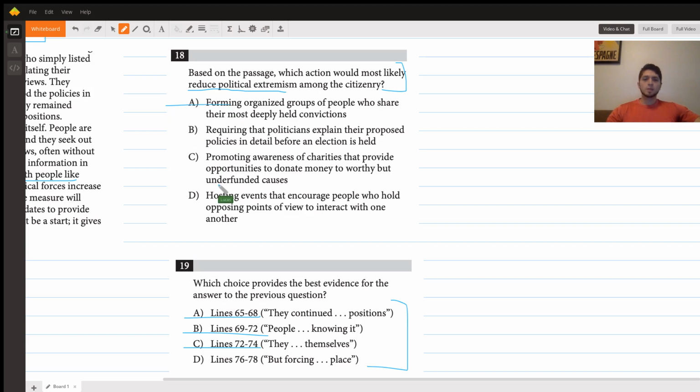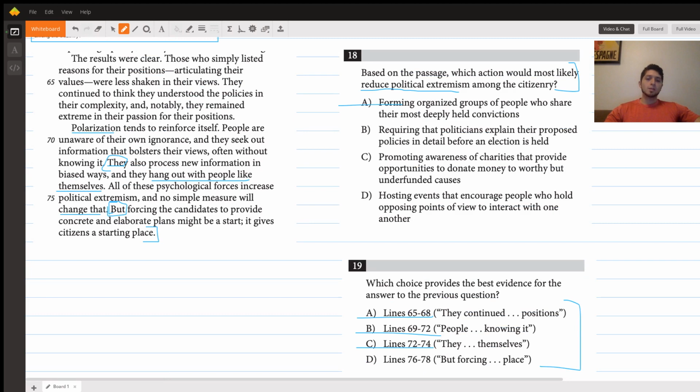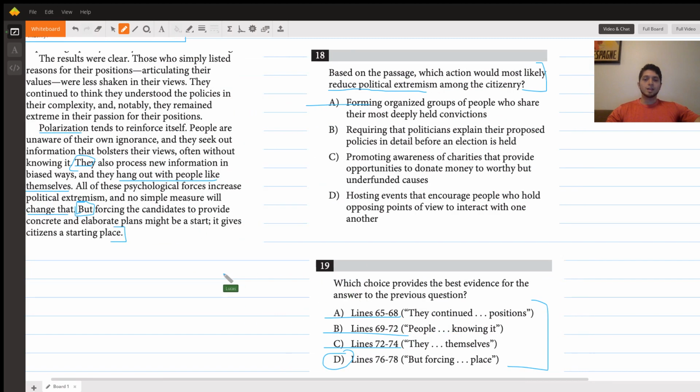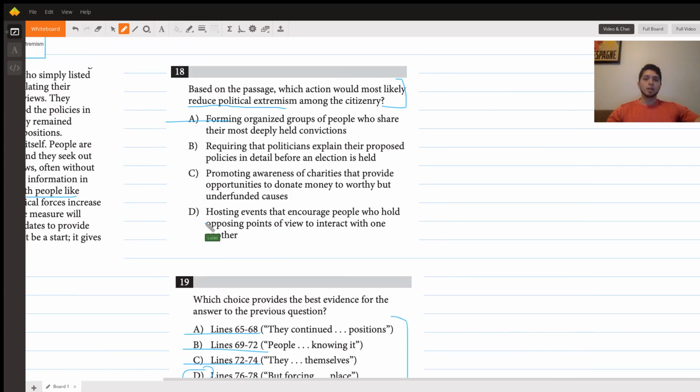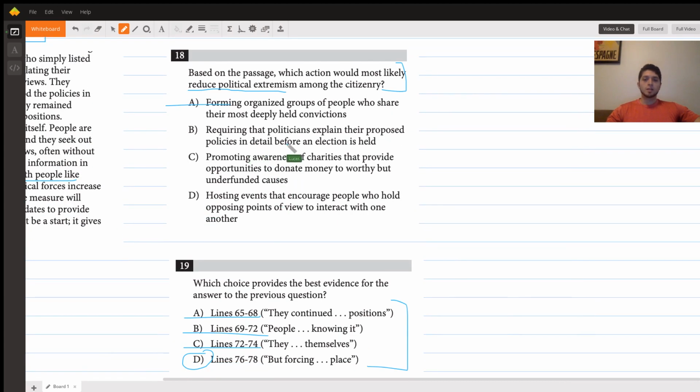It doesn't make sense. B says that requiring politicians to explain their proposed policies in detail before an election is held would reduce political extremism. And that 100% matches the text that we chose for question 19, answer choice D, which says forcing candidates to provide concrete and elaborate plans. So that 100% explains requiring that politicians explain their proposed policies. Good answer choice, so let's keep it.